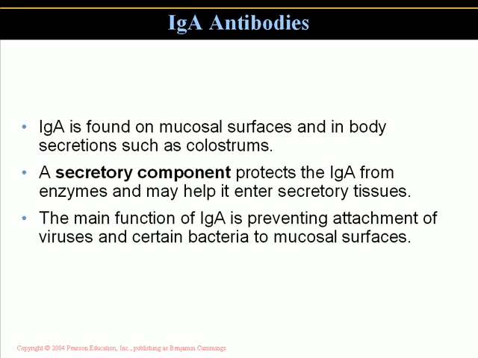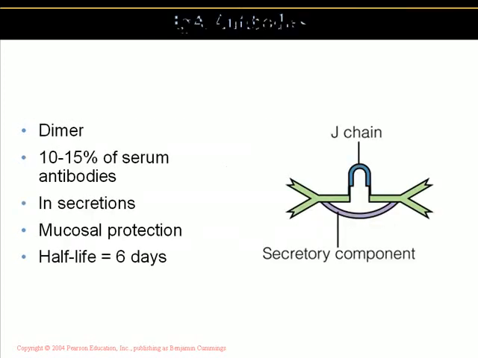So you see that in the tear ducts, in sweat, in the mucus lining of the mouth, in the mucociliary layer of the lungs. IgA antibody is found on mucosal surfaces. A secretory component protects IgA from enzymes and helps it enter secretory tissue. The main function of IgA is preventing the attachment of viruses and certain bacteria to the surfaces of tissue. Again, dimer, 10 to 15% of antibodies. It's in secretions, mucosal protection, with a half-life of about 6 days.